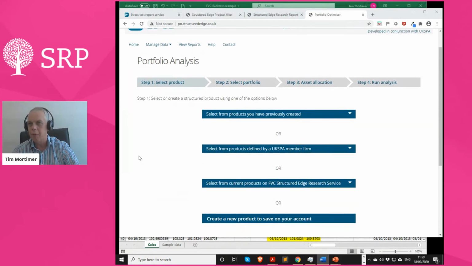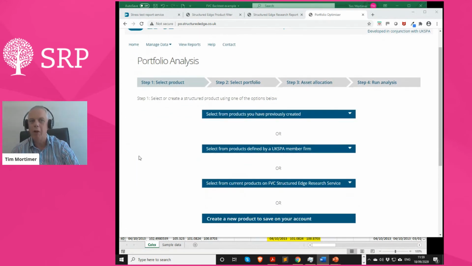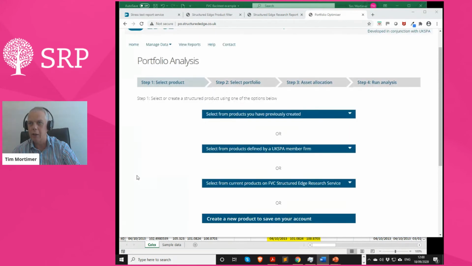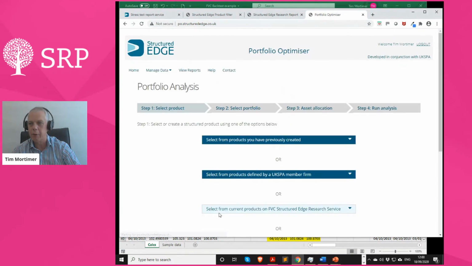So this again was aimed at financial advisors. So the idea was to keep it quite easy to use, and also provide a certain amount of analysis similar to the research report. So as you can see, this application has 4 steps to it. The first thing you need to do is to create a product. Now, you can do that by creating a product here. Oops, pardon.